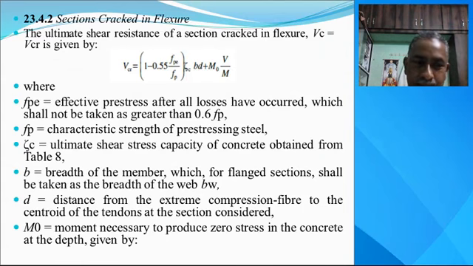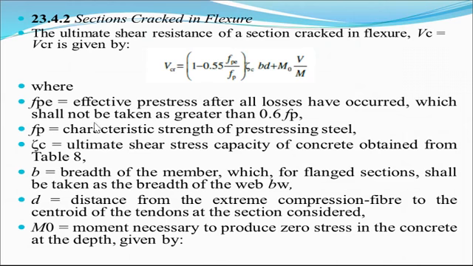Now second, clause number 23.4.2, section cracked in flexure. The first is uncracked in flexure, the second is cracked in flexure. Now the ultimate shear resistance of a section cracked in flexure, VC equal to VCR, is given by, in the bracket, 1 minus 0.55 fpe divided by fp, multiplied by tau c b d, plus M0 V divided by M.